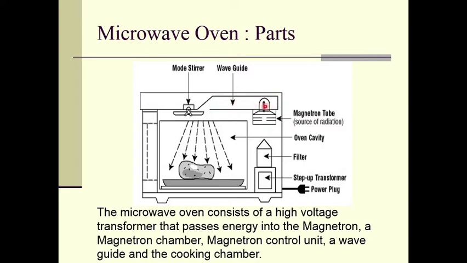Waveguide means a cylindrical or rectangular kind of tube, a metal tube. Inside that metal tube, the waves are passed from one place to another place. So from the magnetron, through the waveguide, the microwaves are passed to the microwave chamber. So this is the chamber, where inside the oven we put the food, and on this food the microwaves are incident, right?